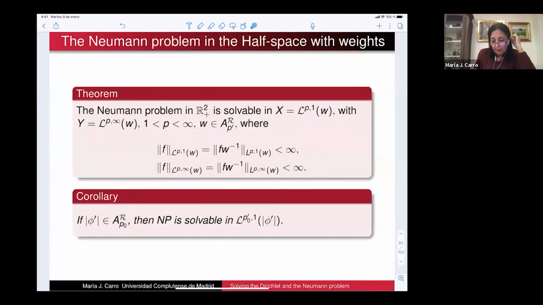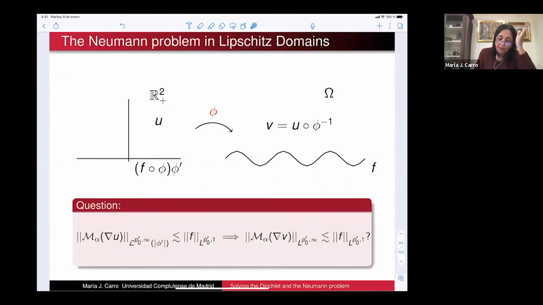And when we did that, we could conclude that if the Jacobian is in AP0R, then the Neumann problem is solvable in the calligraph space LP'01. So we have solved the first part of the theorem. This part is okay. We already have that function, and then we need to see if it is true that if we have the control of the maximal operator in this way, that implies that this is true.